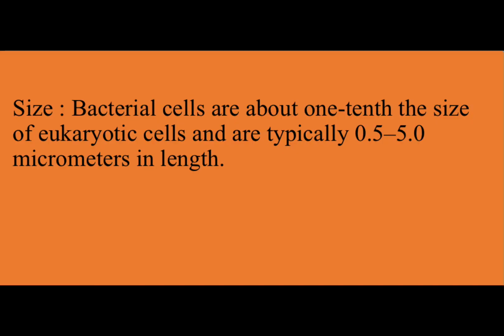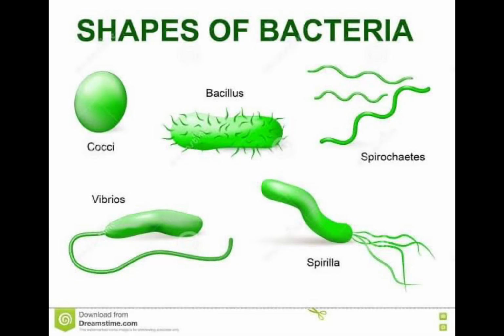Bacterial cells are about 1/10 the size of eukaryotic cells, and they are typically 0.5 to 5.0 micrometers in length. Bacteria are classified into 5 groups according to their basic shapes. The coccus, which is the spherical bacteria. The bacilli, which is the rod-shaped bacteria.